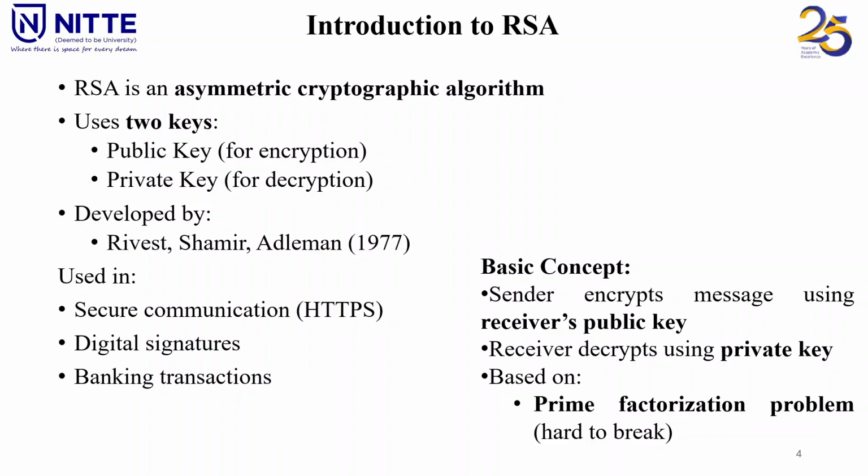The basic concept behind this RSA algorithm is: the sender encrypts the message using the receiver's public key, and the receiver decrypts using their own private key. It is mainly based on the prime factorization problem. We choose large prime numbers, so it becomes very hard to break.